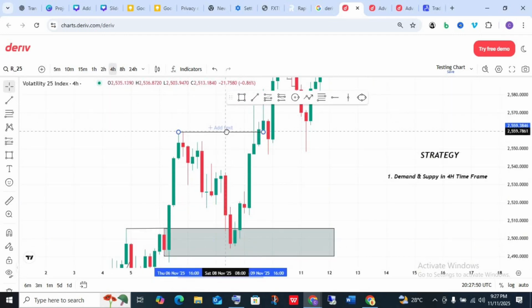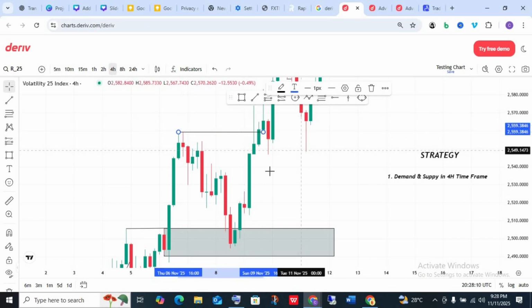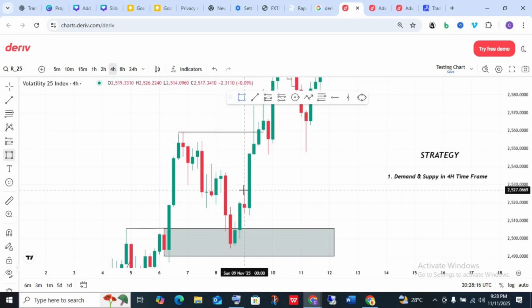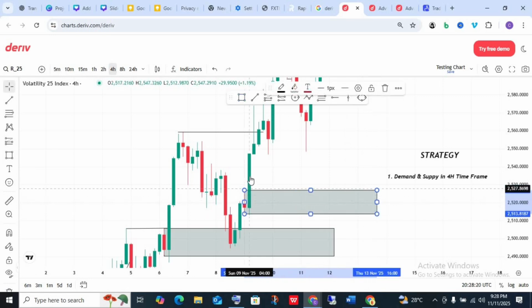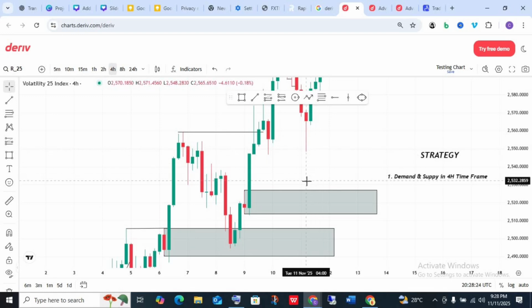Now this is a break of structure, right? Yes, this is a high that was taken out and this candle closed above it. Now where was the last candle before the massive buy that caused the break of structure? Right here. This is the last candle before the massive buy that now led to the break of structure. Okay, are you seeing this? That is how you mark a valid demand.